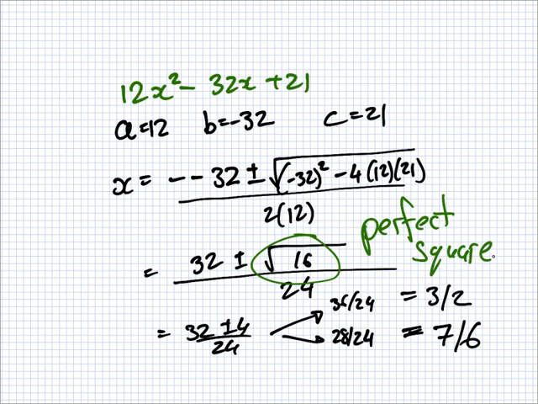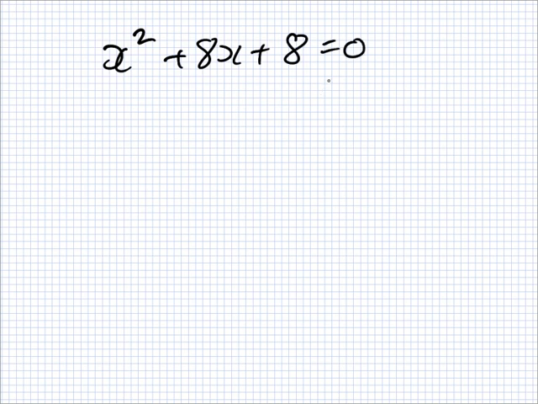Okay, let's do another example that's a little bit harder now. Can I scroll down? Yeah. Okay, next one. X squared plus 8x plus 8. That's a little better. Okay. So again, what's the a here? 1, yeah. B is 8, C is 8.